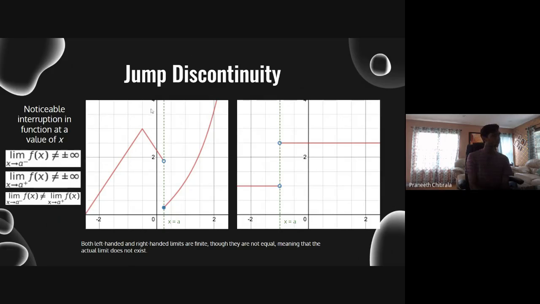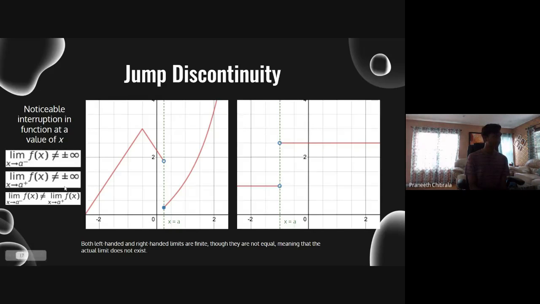And I'll describe what a jump discontinuity is. It's a noticeable interruption in a function at a value of x. So you can see the function just jumps right there. It jumped, but notice that it's a finite jump. It approaches a finite value. It does not approach positive infinity or negative infinity. So over here, it approaches like 2.5 or 1, but it's not going to infinity or negative infinity.